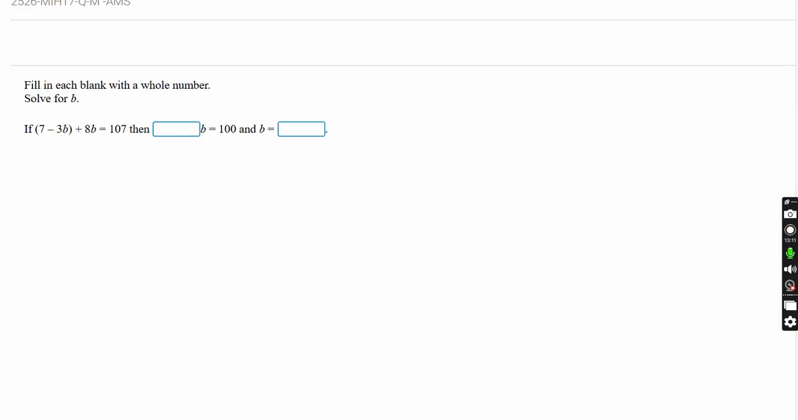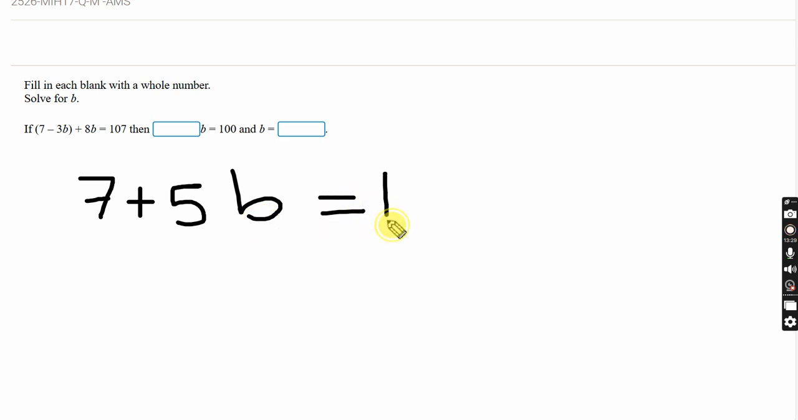For this now, 7 minus 3b plus 8b is equal to 107. Again, they're telling you to solve it step by step. So what do we do here? 7 minus 3b plus 8b, solve it. Different signs, so we subtract. And what sign do we carry at the end? The positive. So it becomes 5b is equal to 107.